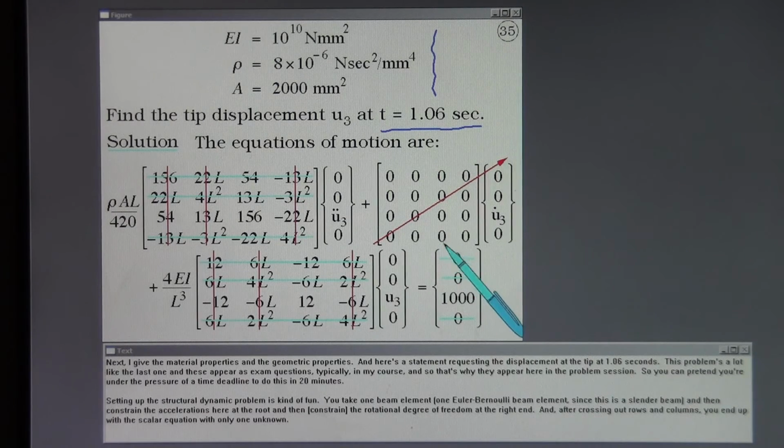Setting up the structural dynamic problem is kind of fun. You take one beam element, one Euler-Bernoulli beam element, since this is a slender beam, and then constrain the accelerations here at the root, and then the rotational degree of freedom at the right end. And after crossing out rows and columns, you end up with a scalar equation with only one unknown.